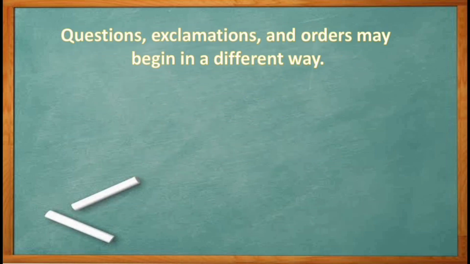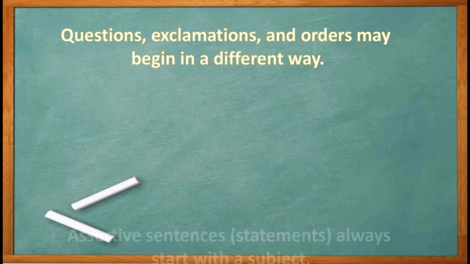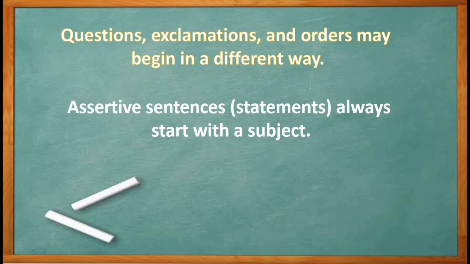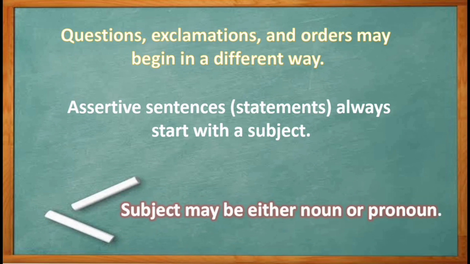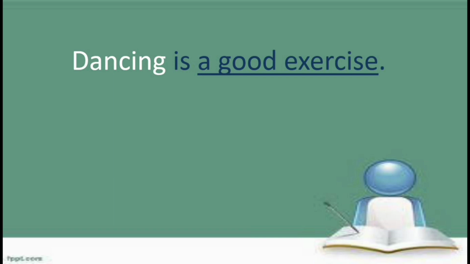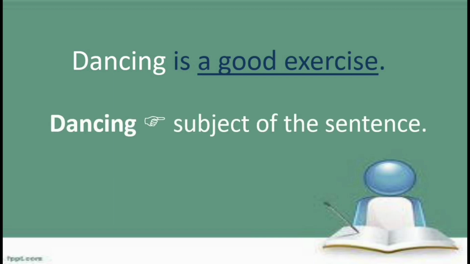Questions, exclamations, and orders may begin in a different way and may not begin with a subject. Assertive sentences or normal sentences always start with a subject, and the subject can be either a noun or a pronoun. In our example, dancing comes in the subject's place, so dancing is a gerund in this sentence.